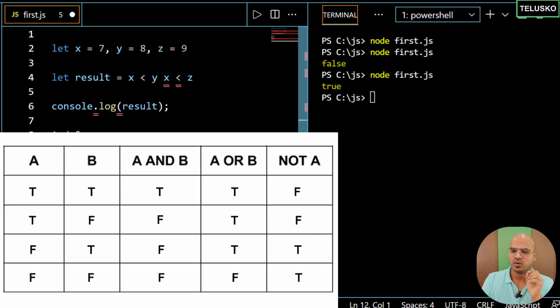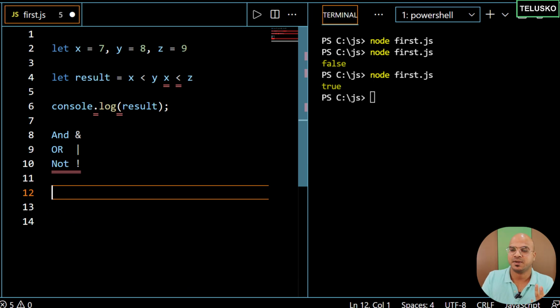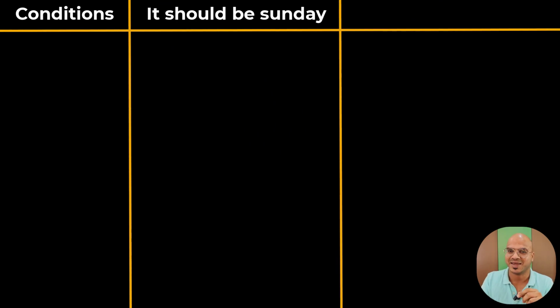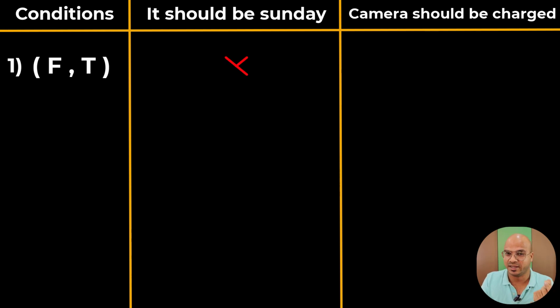So if you look at this table now, let's say we have two comparisons and each will give its own value. So instead of going for comparisons, let's focus on the values. Let's say we have two things. We have true and true. Now when you want to combine them, based on certain conditions you want to combine them. Example, let's say I want to go live on YouTube. What are the conditions to go live on YouTube? The first condition is it should be Sunday. And the second condition is I have my camera charged. So I have these two conditions. It should be Sunday and I should have my camera charged. If it is not Sunday, even if my camera is charged, I will not be going live.